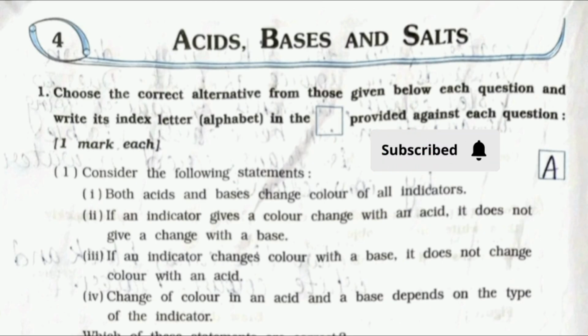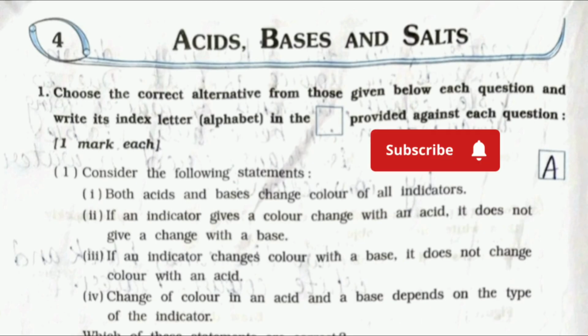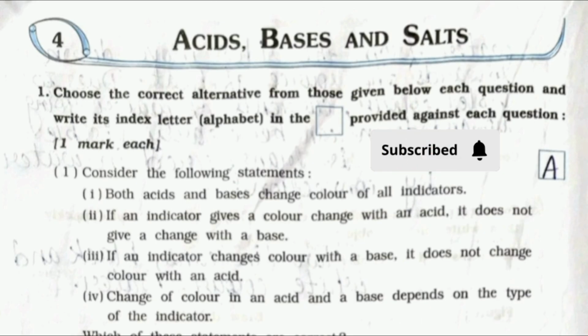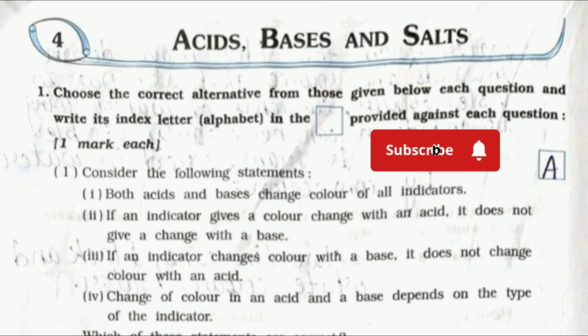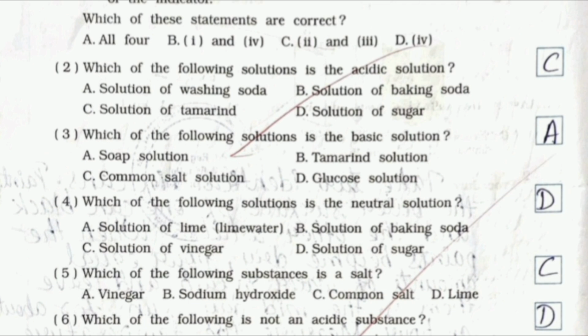So we'll be starting with question number 1, that is MCQs. First one, consider the following statements and answer the questions. Which of these statements are correct? For that, answer is option number A, all 4. Second, which of the following solutions is the acidic solution? It's option number C, solution of tamarind.